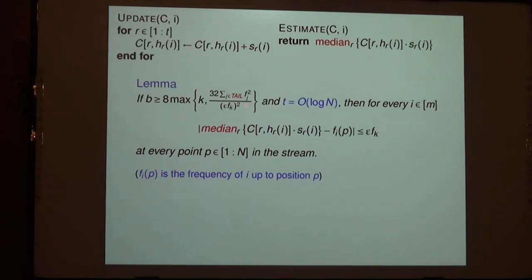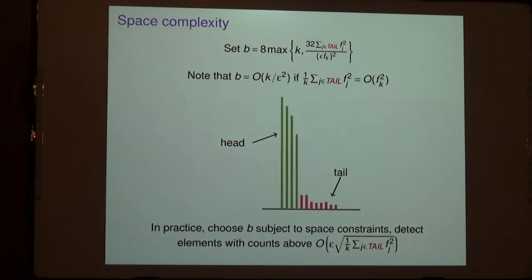What we showed is that there is a way to set parameters, namely to choose the number of hash functions, to buckets to hash into, so that good things happen. Namely, our estimator is correct up to an epsilon fraction of fk. Good.